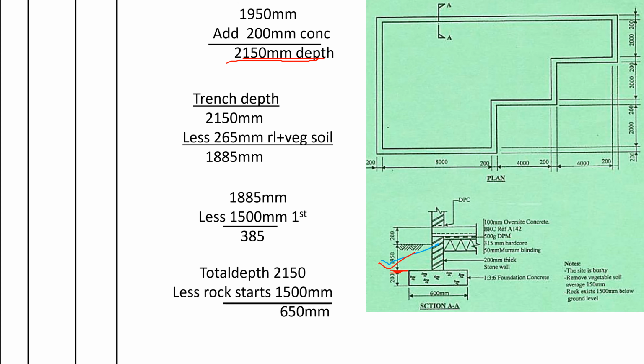We shall less 265. This one is for the reduced level, which was 115, plus the vegetable soil, which was 150. So if we deduct this one, we shall see that we are remaining at 1885 millimeters to excavate from the reduced level. Then we excavate in stages of 1500. So the first stage shall have 1500 millimeters deep. Then on this other stage, we shall have 385 millimeters deep.